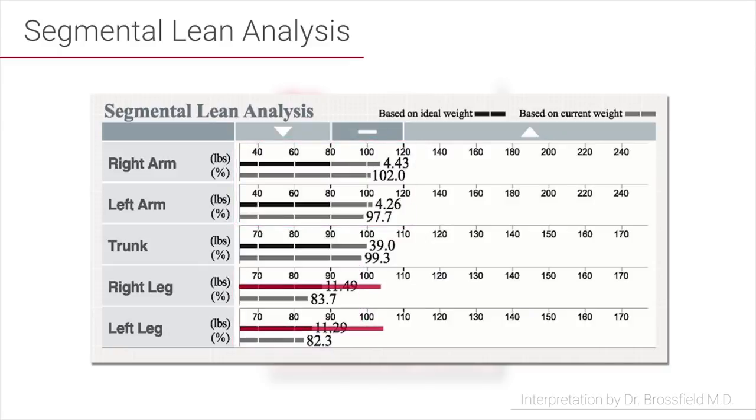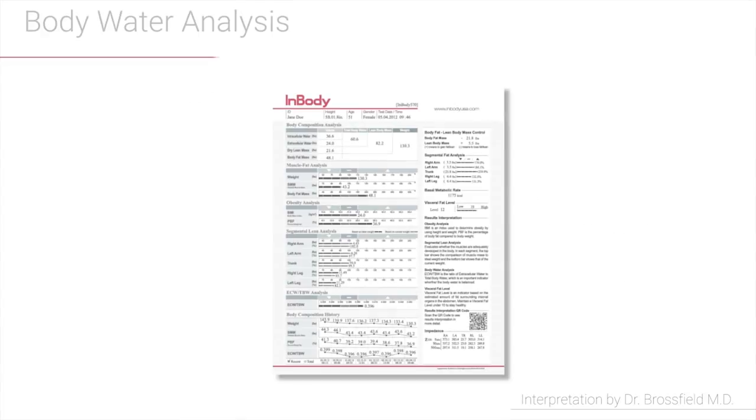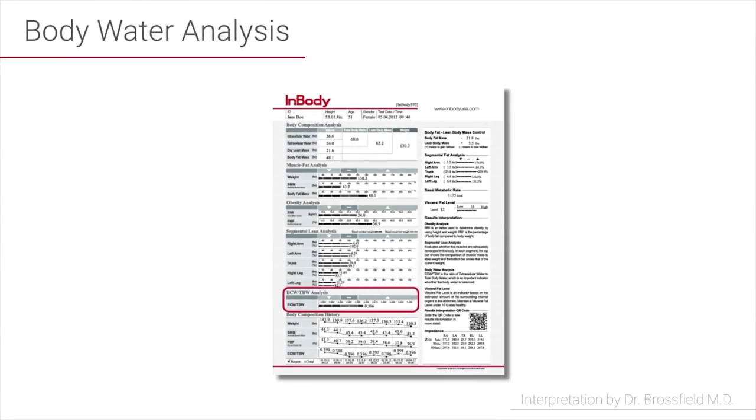Also, many people who are athletes use this section to help them know how to rehab a limb that they've injured. So let's say you injured your right leg, you could know if you had built the muscle back up in that right leg so that it was equal to your left leg before you fully started playing your sport again.